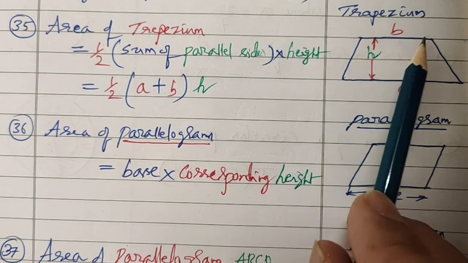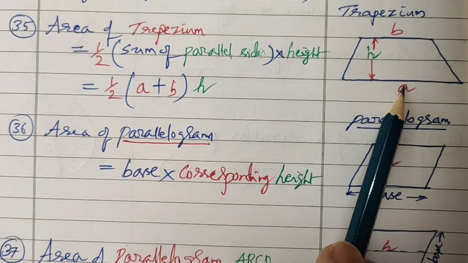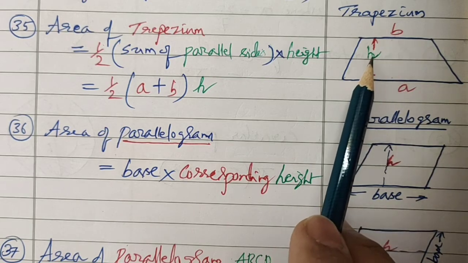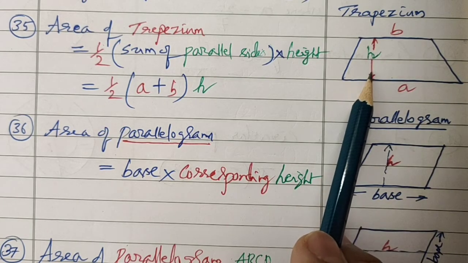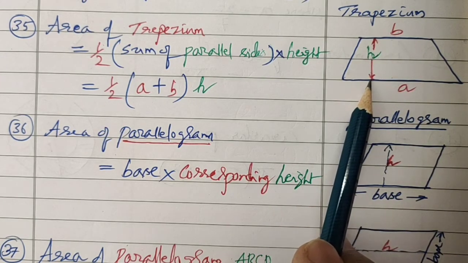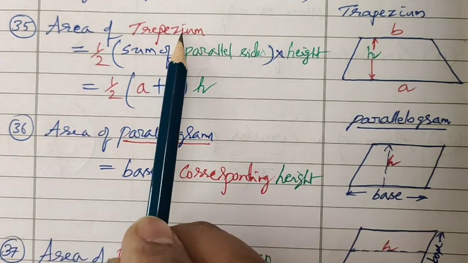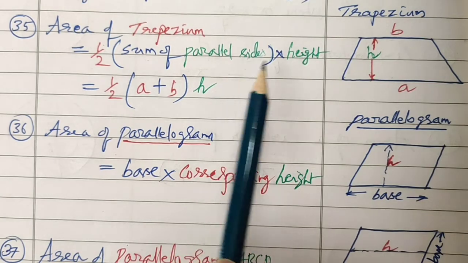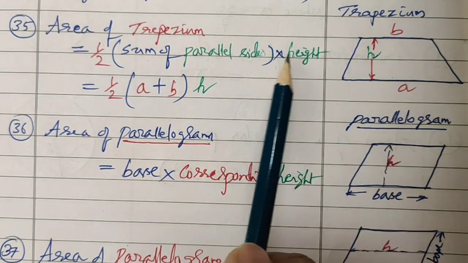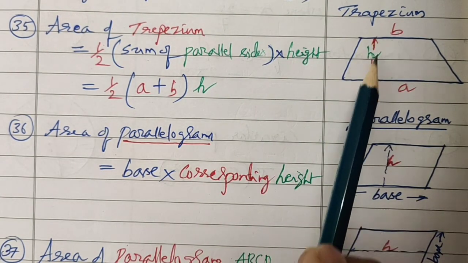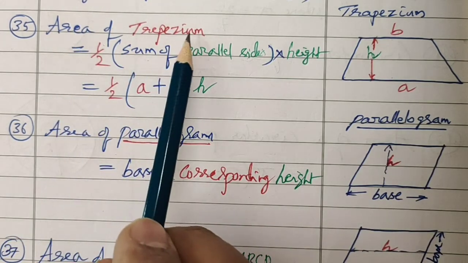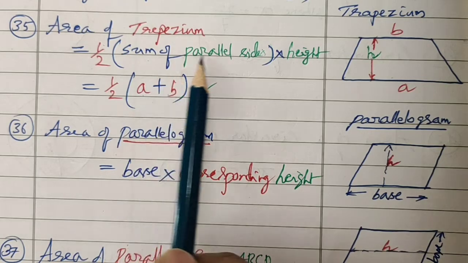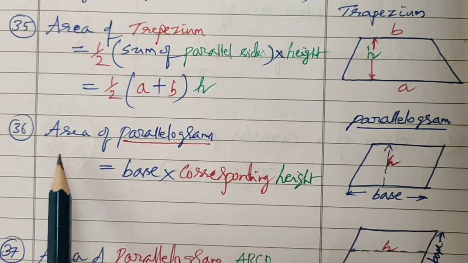This is a trapezium. This is side A. This is side B. These two are parallel. This is the distance between the parallel sides. Area of a trapezium is equal to half into sum of parallel sides, this plus this, into the height, that is the distance between the parallel sides. Area of a trapezium is equal to half into (A plus B) into height.